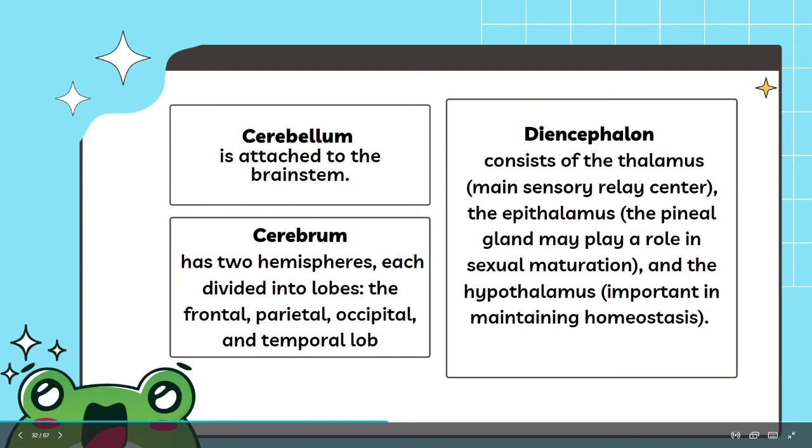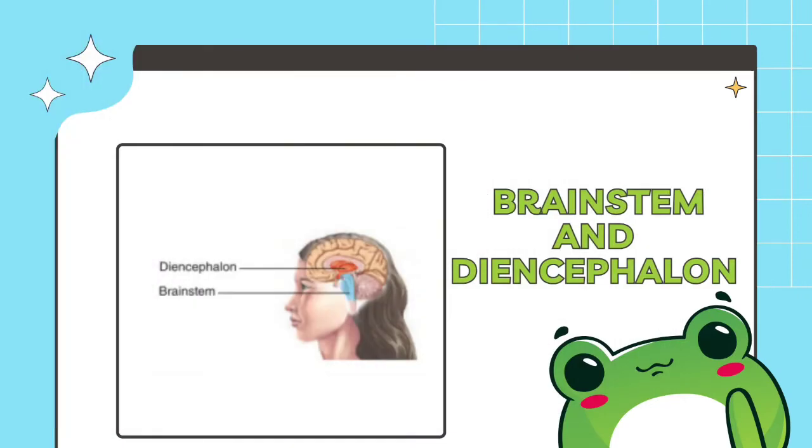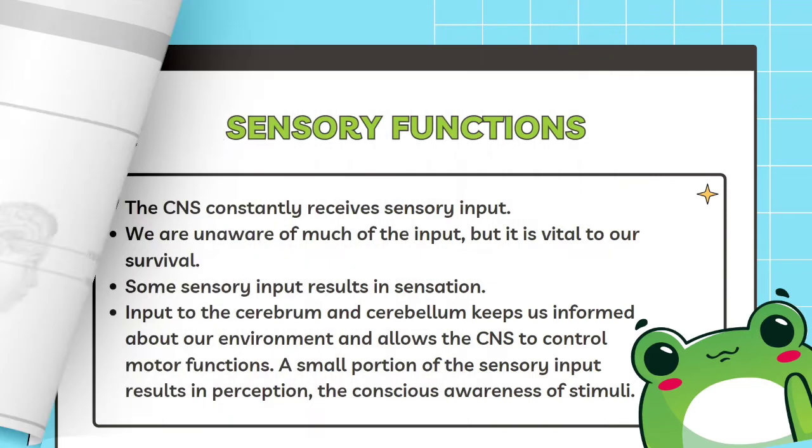The cerebrum has two hemispheres, which are divided into lobes: the frontal, parietal, occipital, and temporal lobes. Here you can see an illustration of the brainstem and the diencephalon.